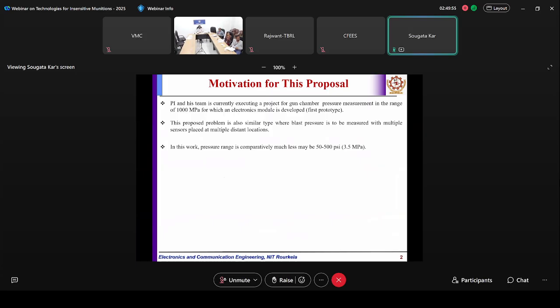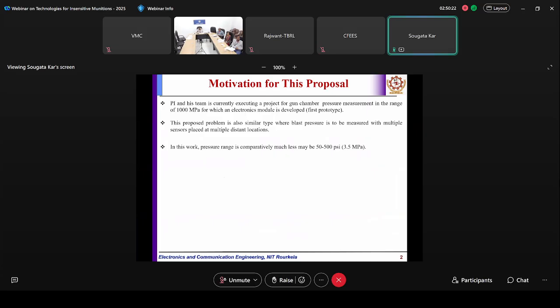It is a 4 year project, and it is currently just 2 years over. We have developed a first prototype for the gun chamber pressure measurement, which has a larger range. It is 1000 megapascal. This blast pressure measurement is in a similar direction, but the pressure range may be a little bit less compared to the gun chamber pressure measurement. And this range can be variable.